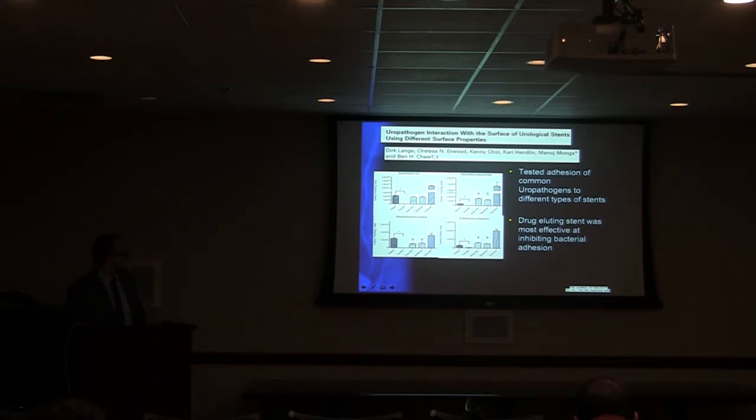So the Polaris stent was basically the same type of stent, but without the triclosan. And you can see it was very effective against E. coli, Klebsiella, Staphylococcus aureus, and even Enterococcus faecalis, which are some of the major uropathogens.